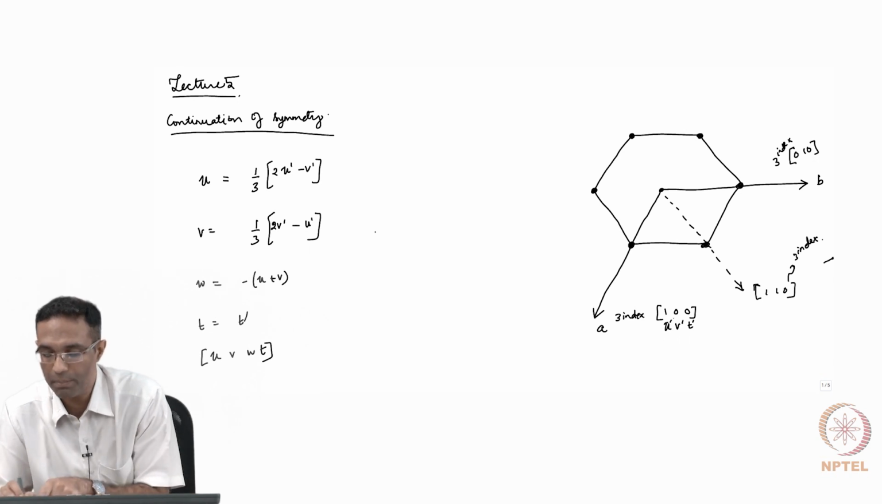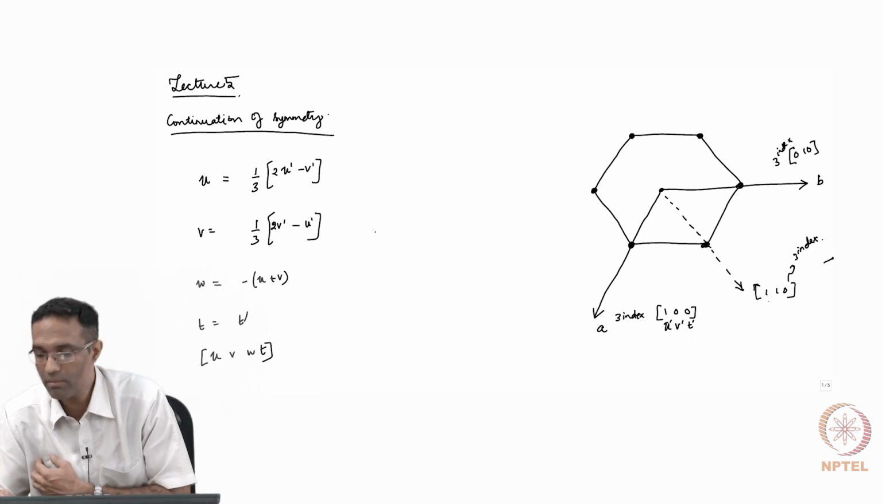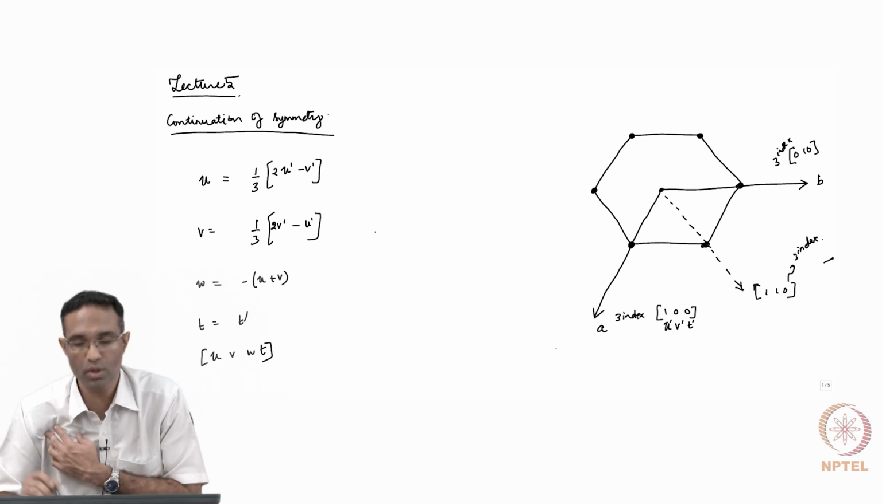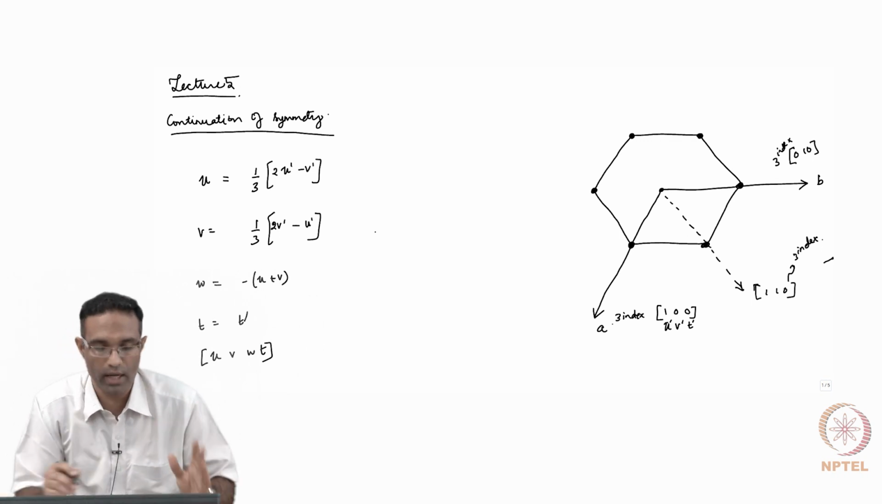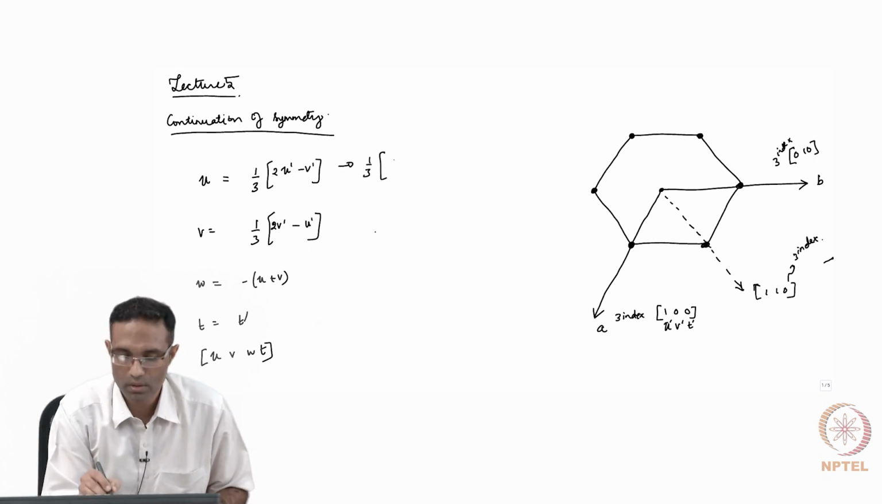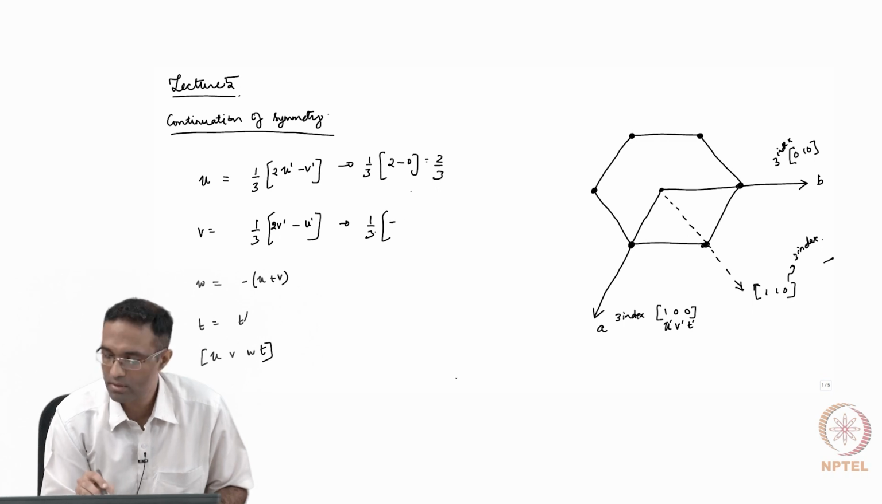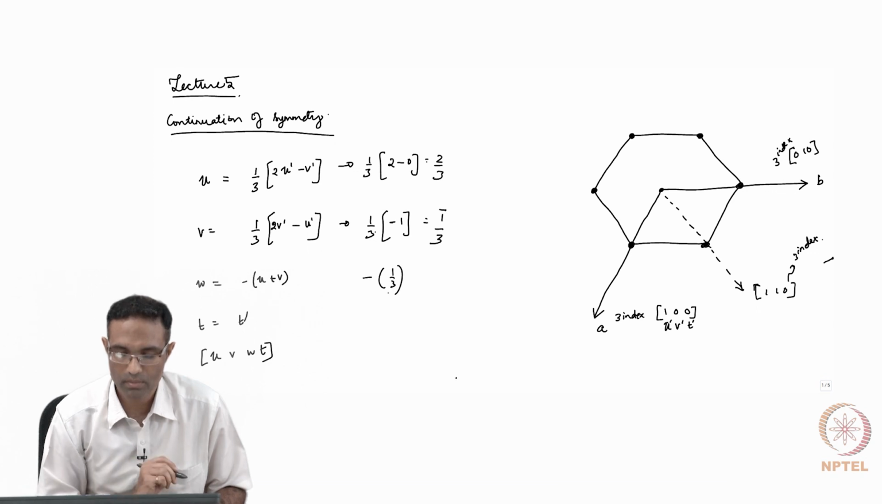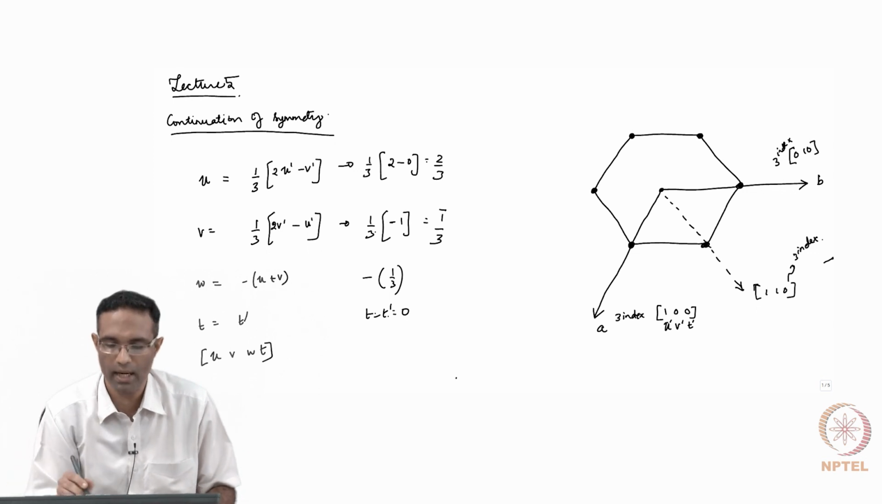You can convince yourself that the set of numbers that appear here for the directions will be the same for all equivalent directions. So let us take for example the direction for A. The direction for A becomes what? 1 over 3 times 2 minus 0, which is 2 by 3, and this one is 1 over 3 times 2 minus 1, so minus 1 bar over 3, and this one is minus of this plus this, which is 1 over 3, and t equal to t prime, which is 0 in this case because we are looking at plane lattices.